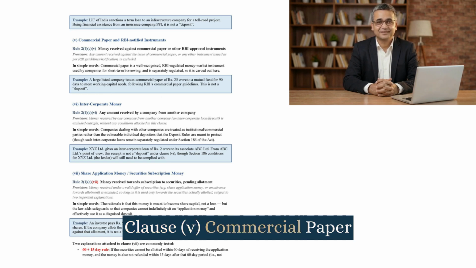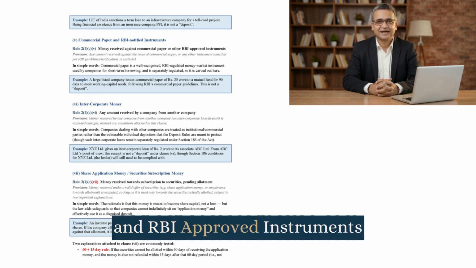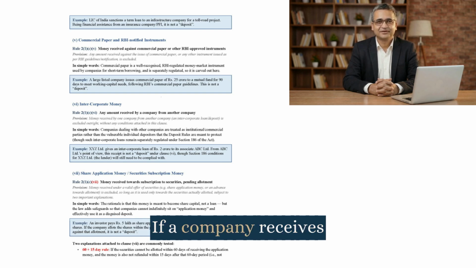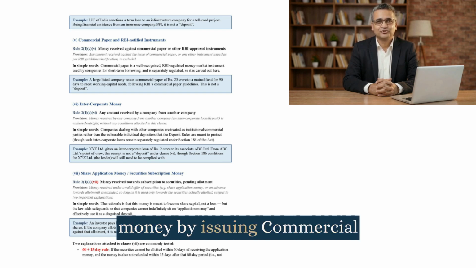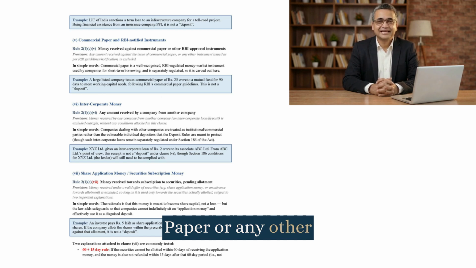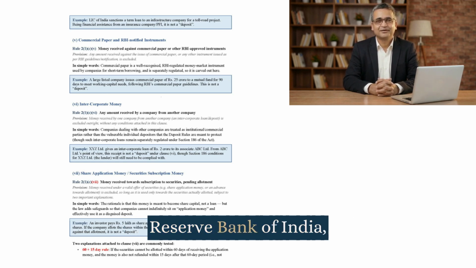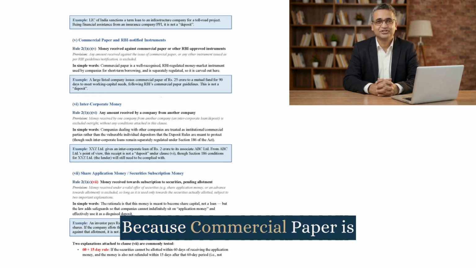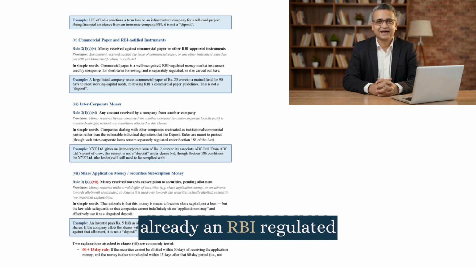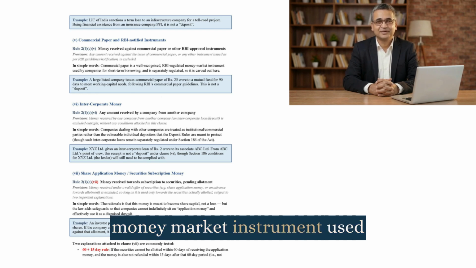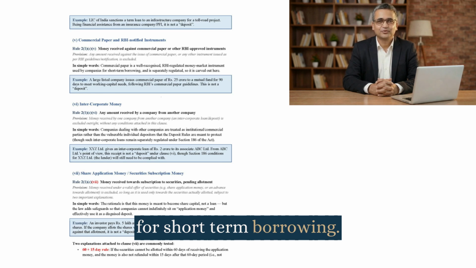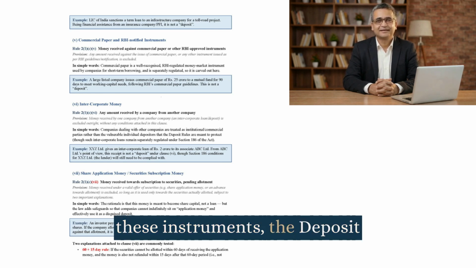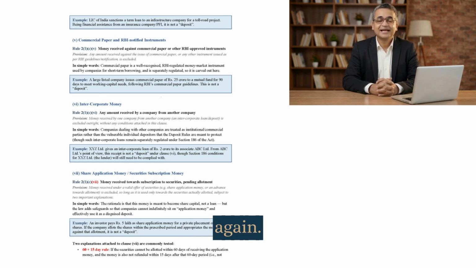Clause 5. Commercial paper and RBI approved instruments. If a company receives money by issuing commercial paper or any other instrument approved by the Reserve Bank of India, that amount is not treated as a deposit. Why? Because commercial paper is already an RBI regulated money market instrument used for short-term borrowing. Since RBI already regulates these instruments, the deposit rules do not apply again.